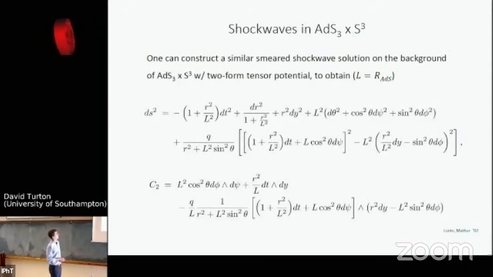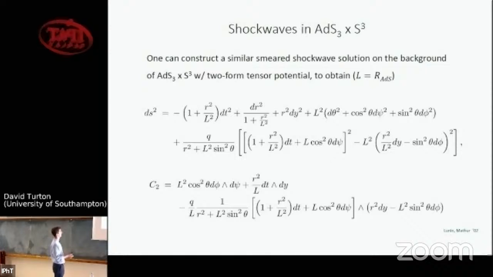Okay, so one can construct a similar solution in global AdS3 times S3. This was constructed by Lunin and Mathur in 2002, essentially by brute force, a tour de force calculation. And we have L here, capital L is the radius of AdS. And we have on the first line here essentially the global AdS3 times S3 solution without the shockwave. And this whole second line here in the metric is proportional to Q. So all of this second line is the back reaction of the shockwave.